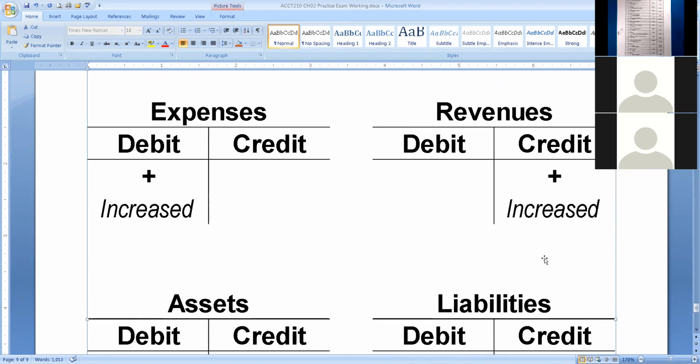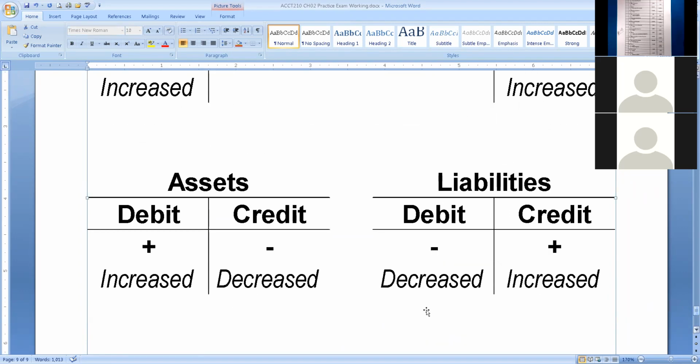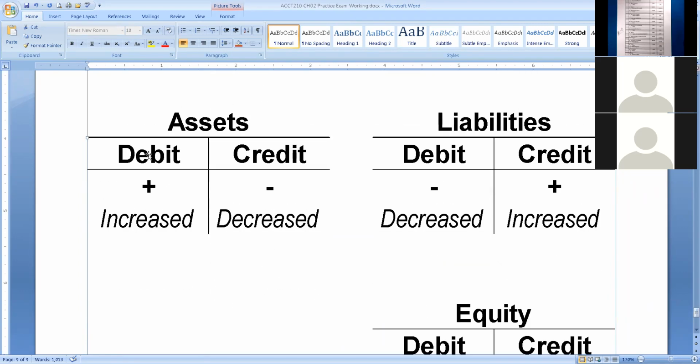Then revenues and expenses, same way. The normal balance would be whatever the plus is. So expenses are going to be debits, revenues are going to be credits. We talked about that a little bit, but that's what they call the normal balance. The normal balance is, at the end of a period, what would be in that account. And again, you can go down to zero, but you can't go negative, say, on assets or liabilities.